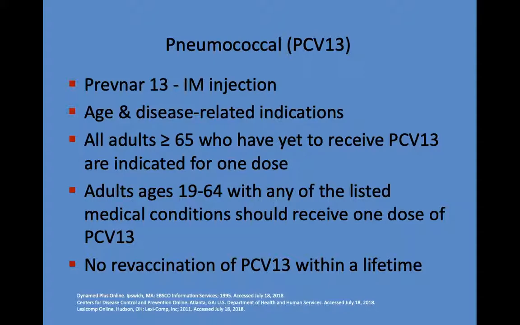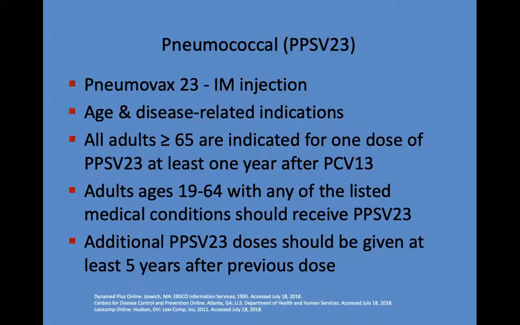Pneumococcal 13. This is a new pneumonia vaccine, new compared to the other pneumonia vaccine. It's indicated for all adults over 65 who have not yet received PCV13. This one covers 13 different strains of pneumococcal viruses. So you want to cover anybody over 65, patients 19 to 64, the listed medical condition on their package insert. And you do not need to revaccinate PCV13 within a lifetime.